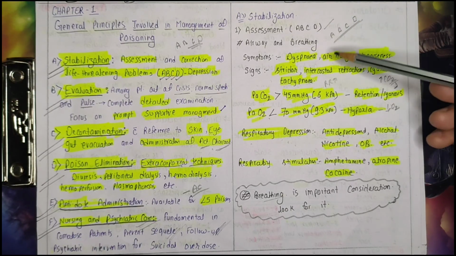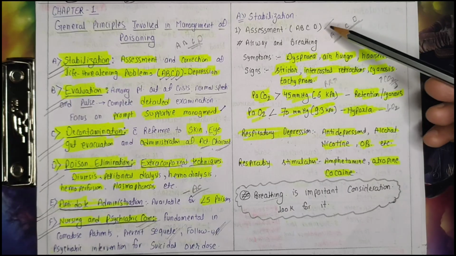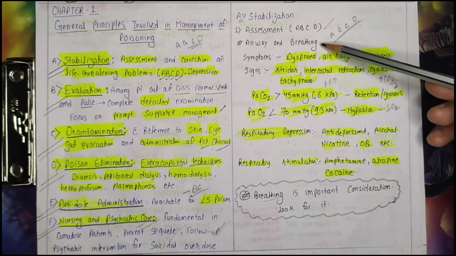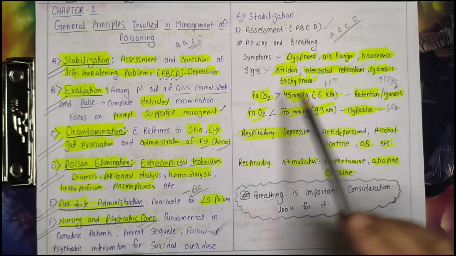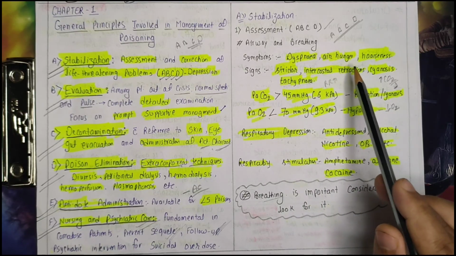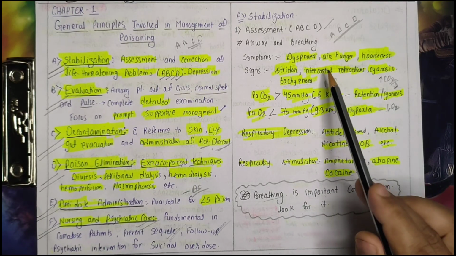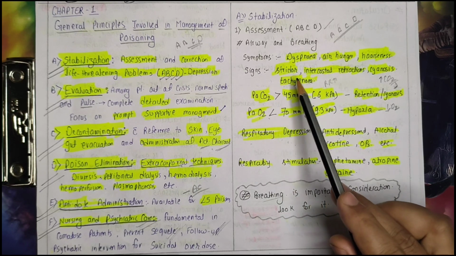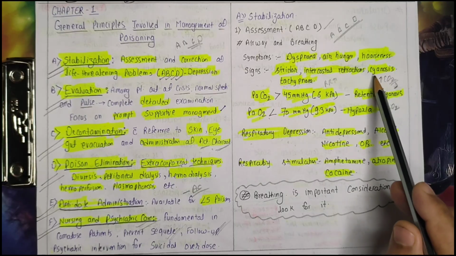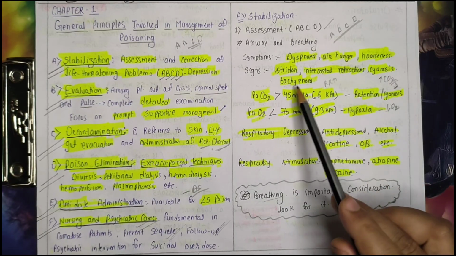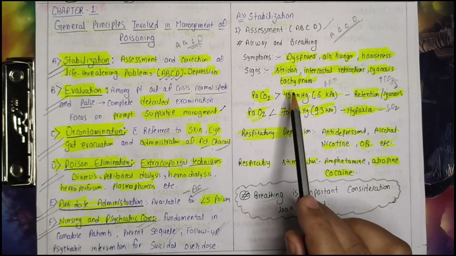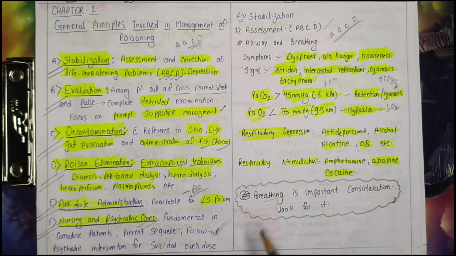In stabilization, first we have to assess the condition, what we can stabilize. First is the assessment of A, B, C, D, that is airway, breathing, circulation and CNS depression. In the airway, we have to look for symptoms like dyspnea, air hunger and hoarseness of voice. Then the healthcare professional will look for signs like stridor, intercostal retraction, and cyanosis, which is due to the accumulation of carbon dioxide. Similarly, tachypnea, that is fast breathing. If the respiratory rate is more than 20, we call it tachypnea.